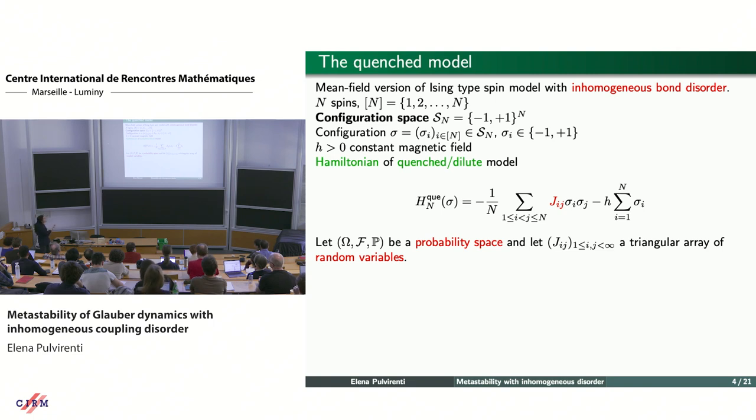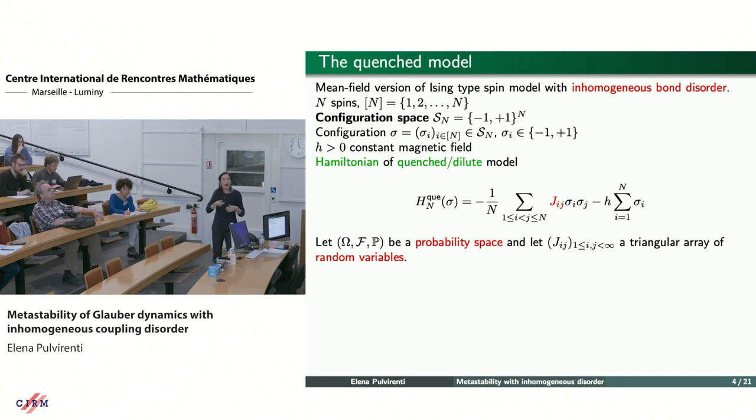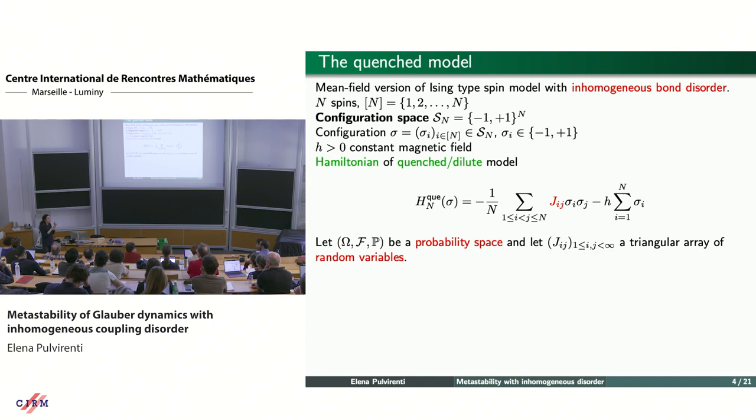So each sigma_i and sigma_j interact via an interaction coefficient which is random. Therefore, I introduce a probability space, and these J_ij are sequences of random variables. Okay, so now, up to here, it's very similar to Frank's talk, but now what I want to do is to say a few words about the choice of these random variables. The next slide is going to be a bit technical, but you will be rewarded afterwards.